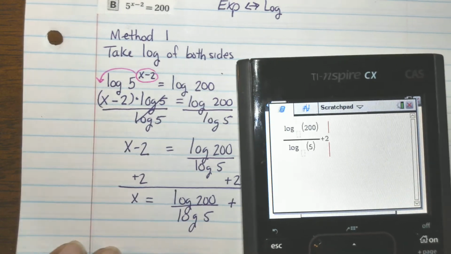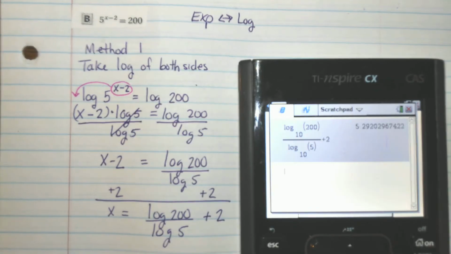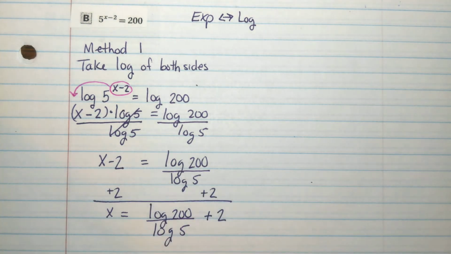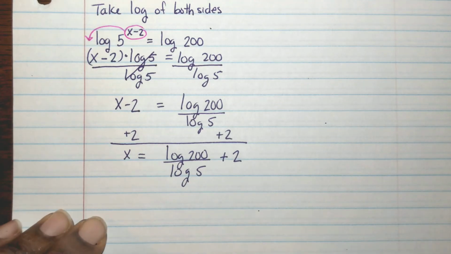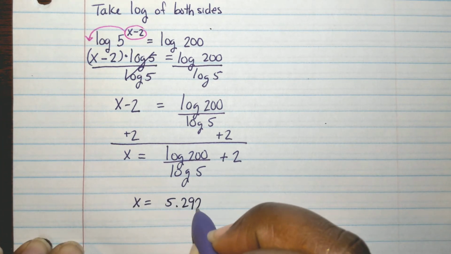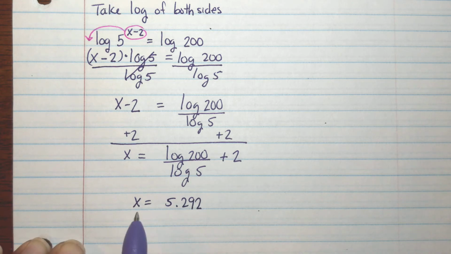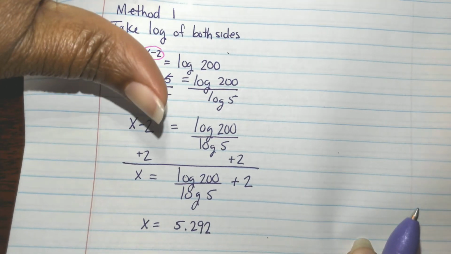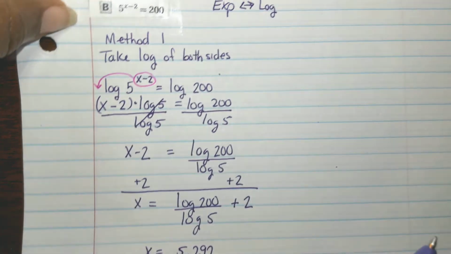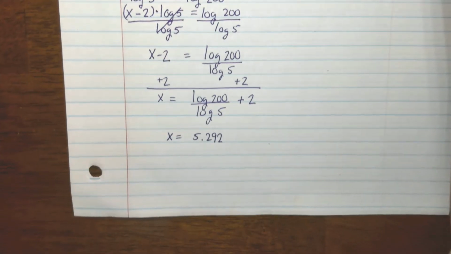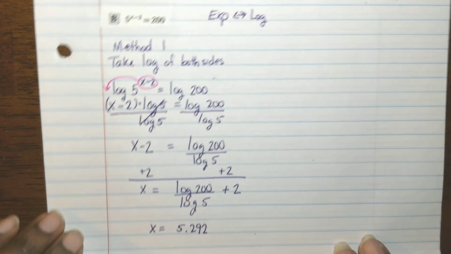So our solution is 5.292. So x equals 5.292. Now, this is method 1, and that is taking, see if I can zoom out a little bit, and that is taking the log of both sides.